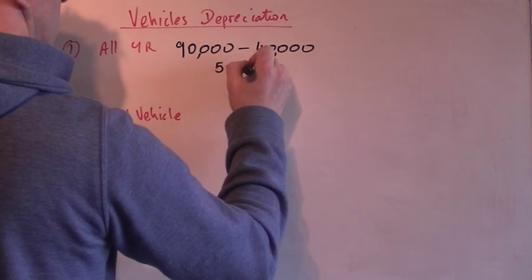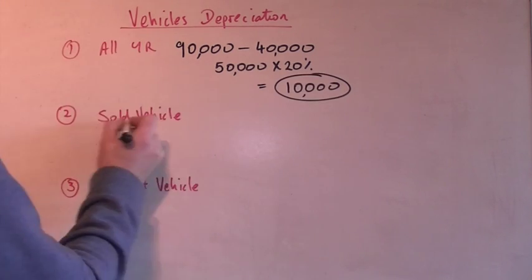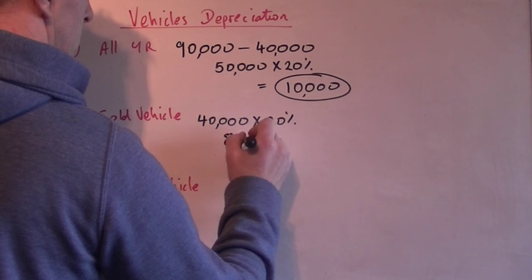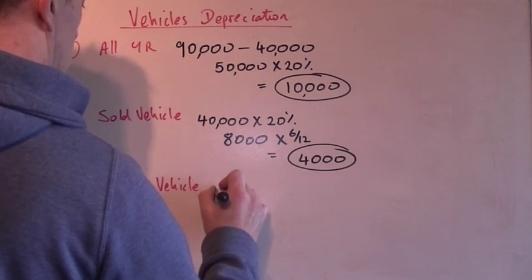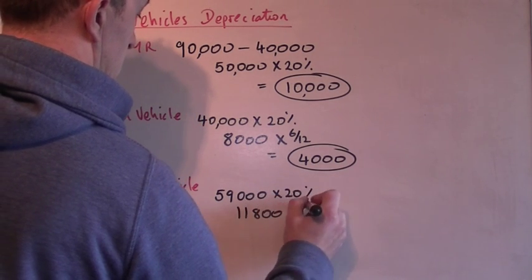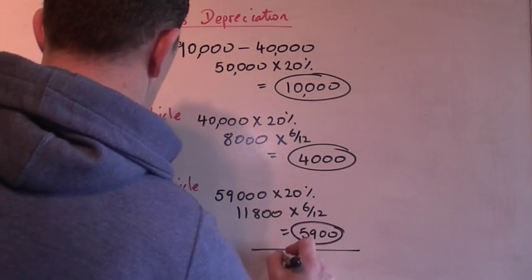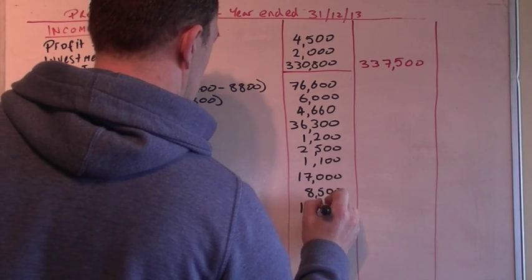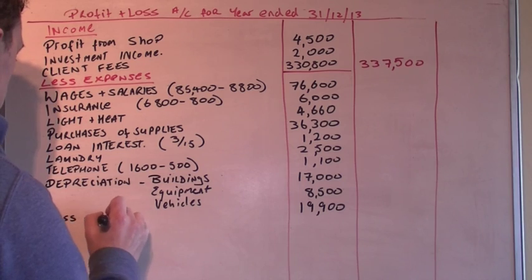Well, the vehicles that we had all year, we began with 90,000, but we got rid of one which cost 40,000. So we had 50,000 worth of vehicles for the whole year at 20%, which gives us 10,000 for those vehicles. The vehicle we sold had cost originally 40,000, at 20% is 8,000, but we only had it for half the year, so it's 4,000. Then the vehicle we bought was 59,000, at 20% is 11,800, but again we only had it for half the year, so that's 5,900 for that. Those three combined give us a total figure of 19,900 for depreciation of vehicles.